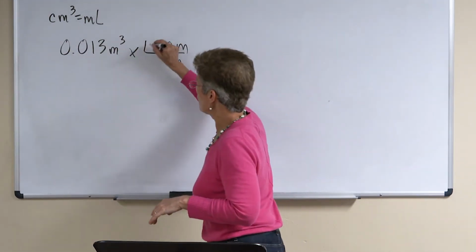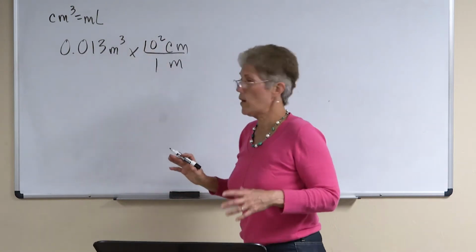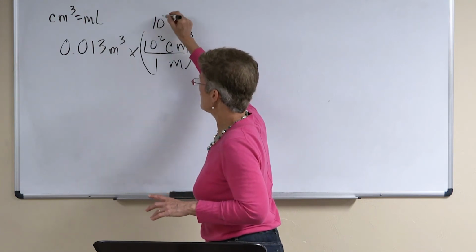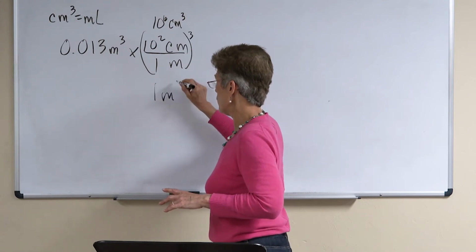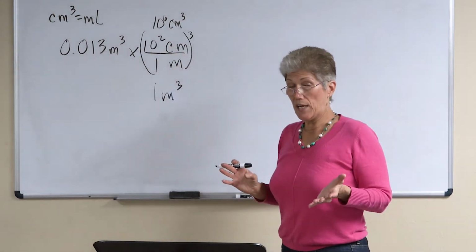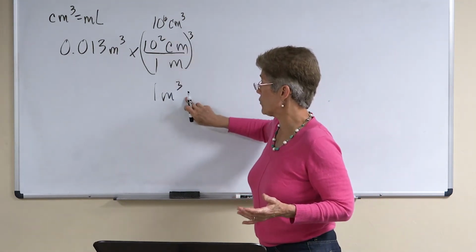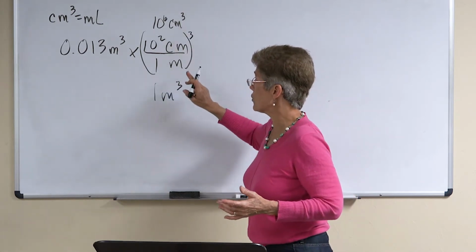We know that for every 100 centimeters we have in 1 meter, but we want this cube, don't we? So we're going to cube the whole thing. That's going to be 10 to the 6 centimeters cubed to every 1 meter cubed. Everybody sees, I just increased the whole thing. I cubed the entire thing. Okay, so that I'd have my meters cubed so that this would cancel. And that gives me 1,000,000 centimeters cubed.